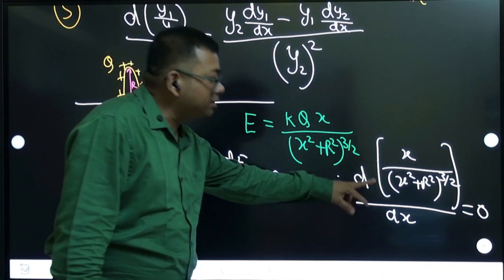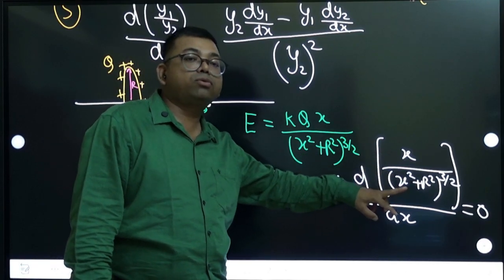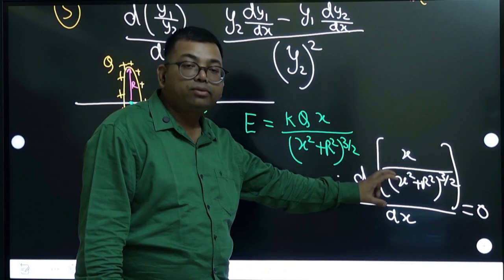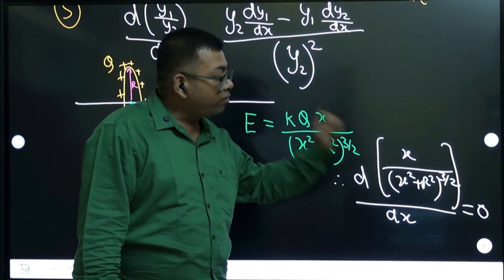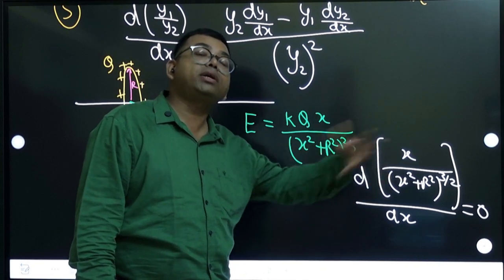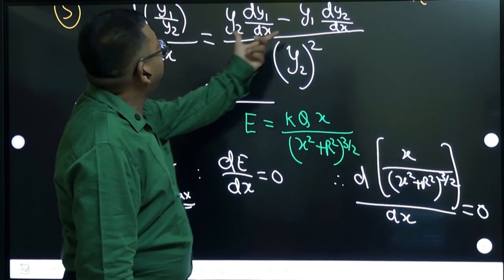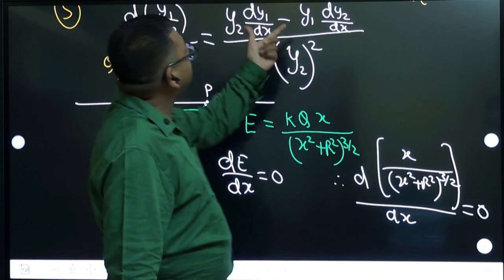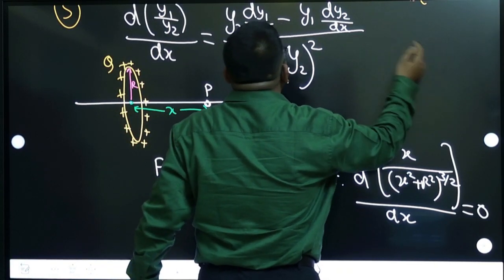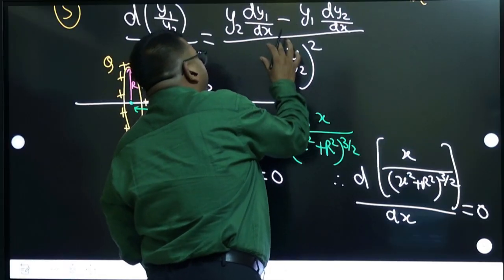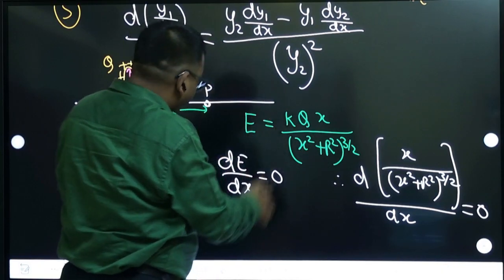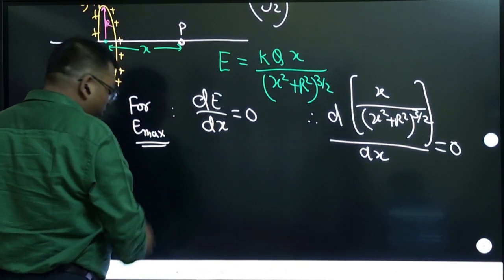Now you can see this is a quotient rule. It's a division of two functions. You are seeing the upper function y1 and the lower function y2. Upper function y1 is x, lower function y2 is this (x square plus R square) power 3 by 2. Now without going into more steps, you can just apply this idea: if this is 0, then y2 into dy1 by dx is equal to y1 into dy2 by dx. Directly apply that. Okay, you can save a lot of steps.